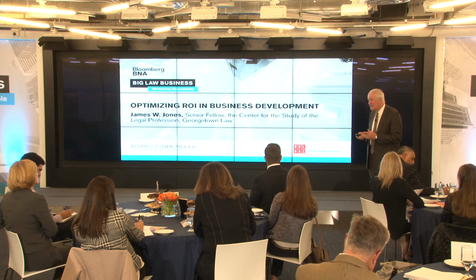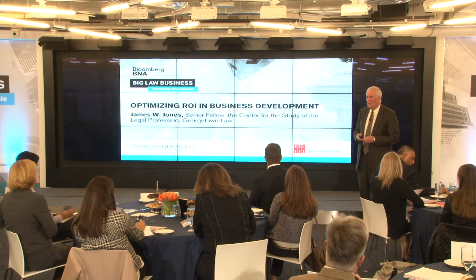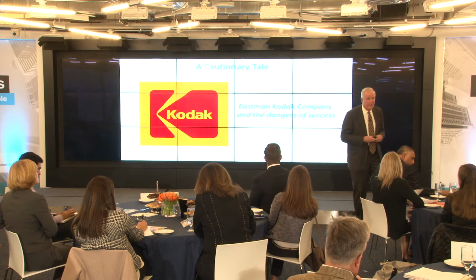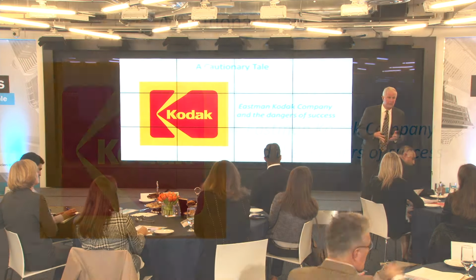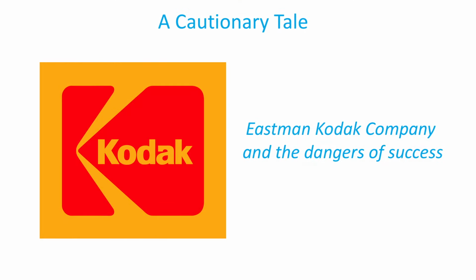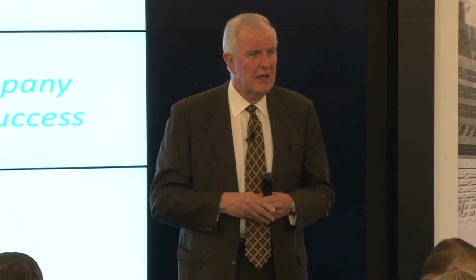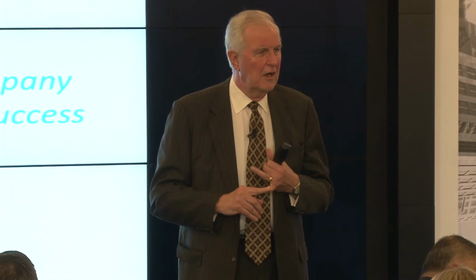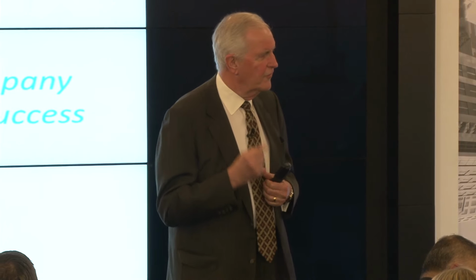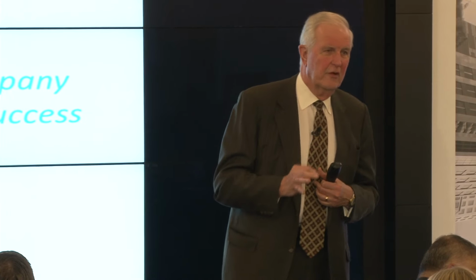And in order to tee that up, I want to start with a cautionary tale about an iconic American company, the Eastman Kodak Company. Eastman Kodak was founded in 1880 by George Eastman, who, by the way, was the inventor of roll film. Pretty good thing to invent. In 1888, they put on the market the very first camera sold to the general public in the U.S., and it totally revolutionized American society.